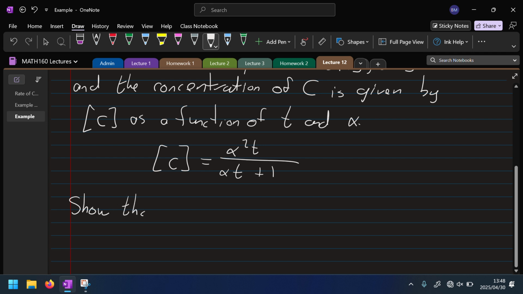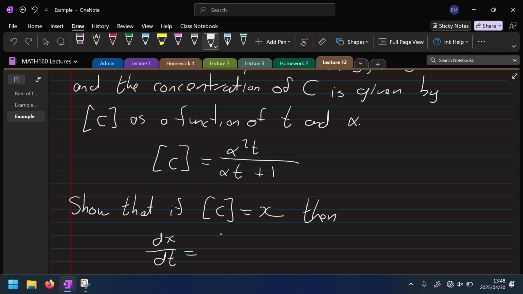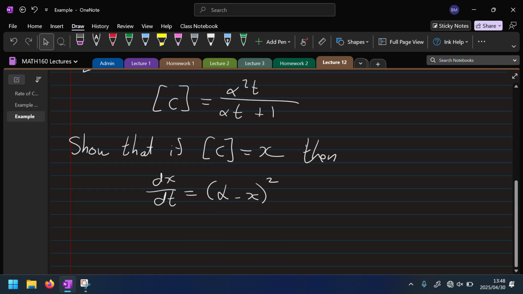Okay, show that if the concentration of C is given by the variable x, then dx by dt is given by alpha minus x squared. So again, x is just the concentration of the product that's being produced. We want to show that the rate of change of the product being produced is equal to alpha minus the concentration of the product squared.